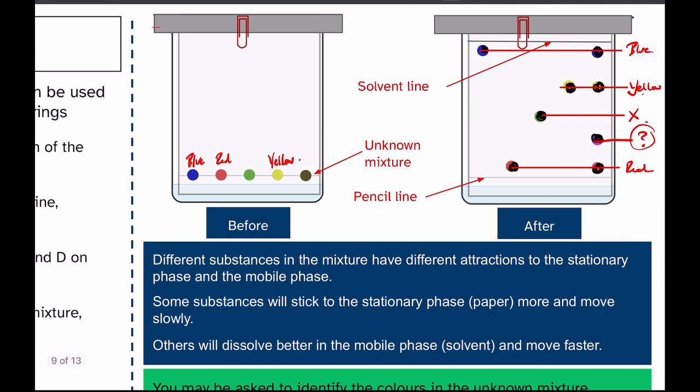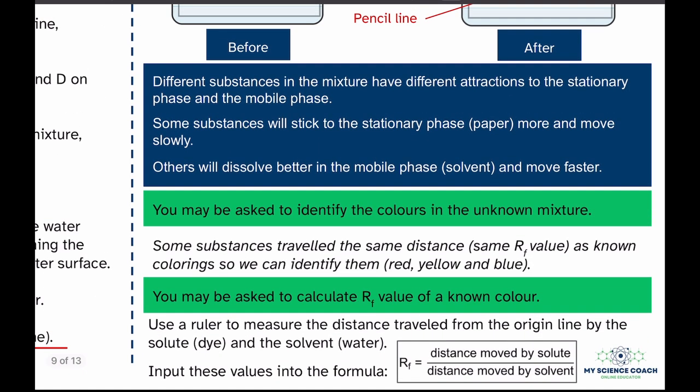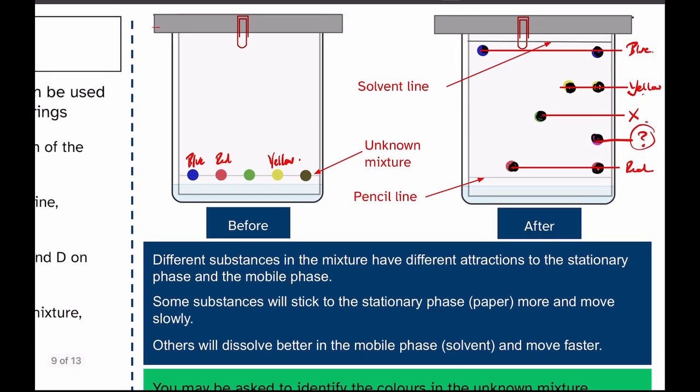Well, the way you would do that is you need to calculate the RF value. Now that's done by doing this. In order to calculate RF value, you measure the distance that the solvent has moved. So we need to go from our pencil line to, I'll do this in green, the solvent front, which is here. You use a ruler and you measure that, which is the distance the solvent travelled, and you probably want to be doing this in millimetres. As long as you keep the same units, it doesn't matter.